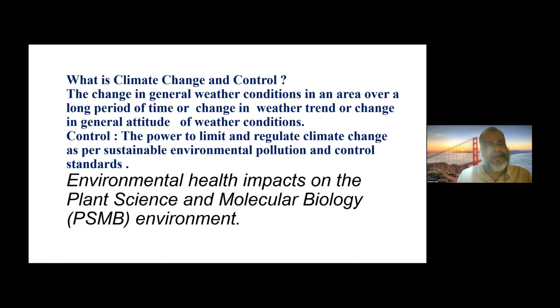I would like to link the climate change and control, weather change and control. Climate is the change in weather conditions over a long period of time, and the power to control the climate change as per the sustainable environmental, molecular, biological environment. And weather change is the change in weather variations in temperature, humidity, air movement, water movement, land movement. These are all very important parameters. The short variations, that is weather change and control.